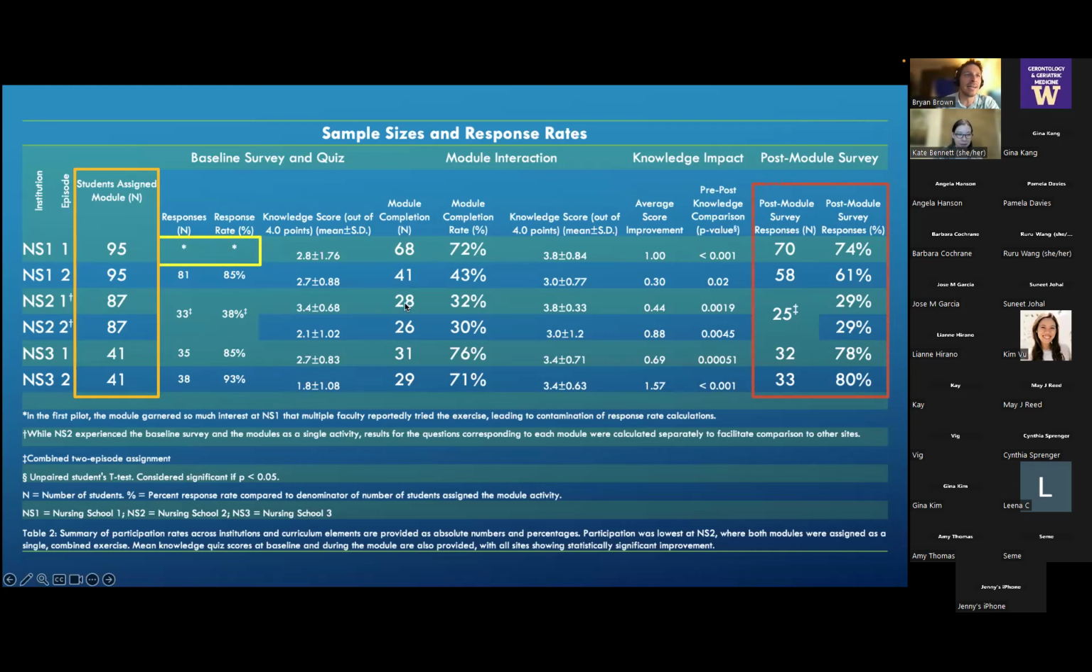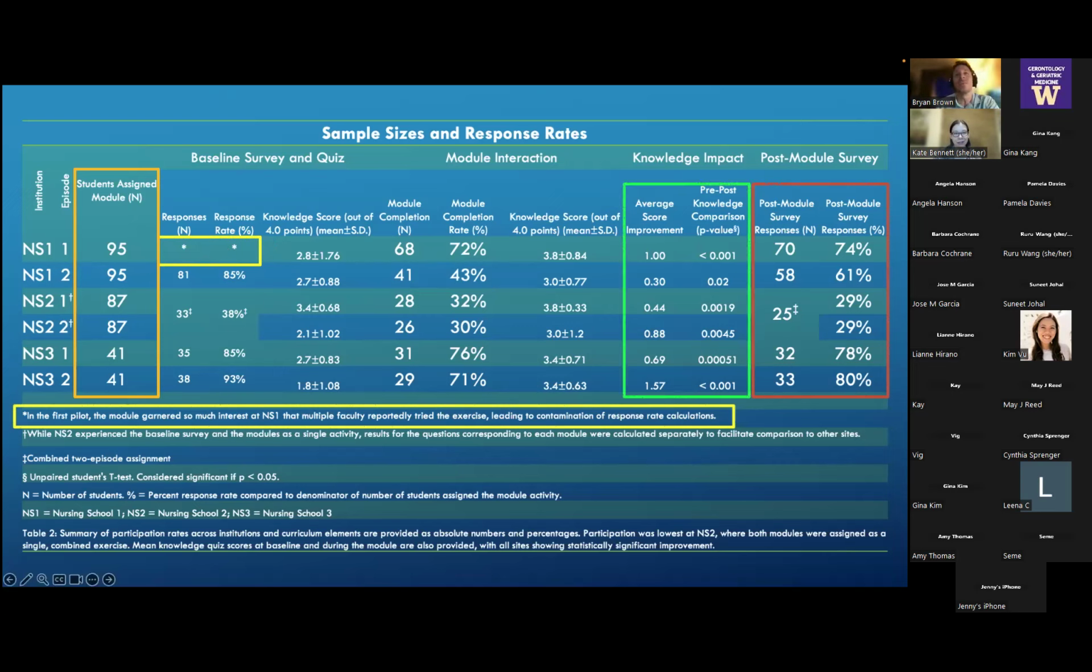And then, funny contamination. So in the first site, so many faculty wanted to watch it that they accidentally used the link for the students and contaminated our sample, so we don't have an accurate response rate. And then we did do a basic knowledge measurement because they had a pre-test and then they had embedded quizzes within the videos, and we did show a significant increase in knowledge. It wasn't a challenging quiz, but at least we showed information was registering.